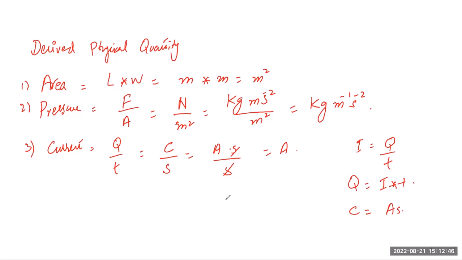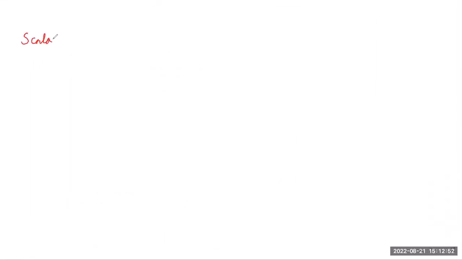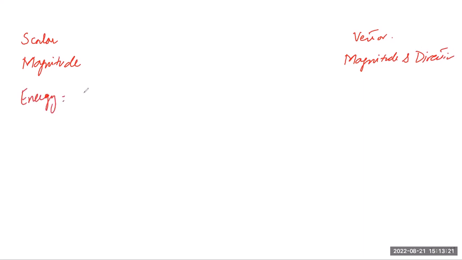Moving further, you must know what are scalar quantities and what are vector quantities. A scalar is any physical quantity having only magnitude. A vector is a physical quantity which is a combination of magnitude and direction. Let's take an example, energy. When we say energy, it is in joules. Energy has no direction. It just has a magnitude in joules.